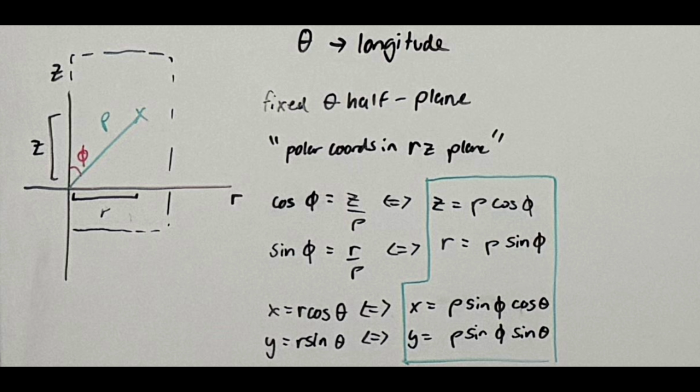Here's some lecture notes that I wrote on my whiteboard connecting x, y, z, and r to spherical coordinates, derived mostly from trigonometry. Since the cosine of phi is z over rho, we can rewrite that as z equals rho cosine phi. The same idea follows for r. For x and y, we can use their polar definitions and then convert that to spherical by replacing r with rho sine phi.